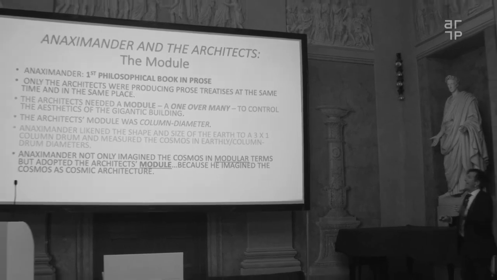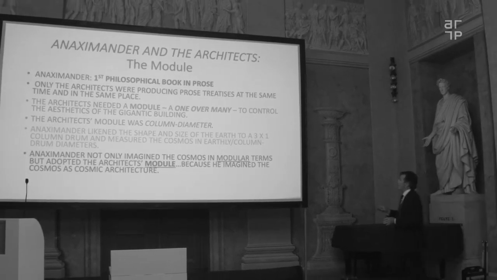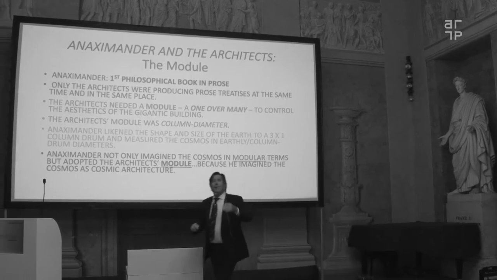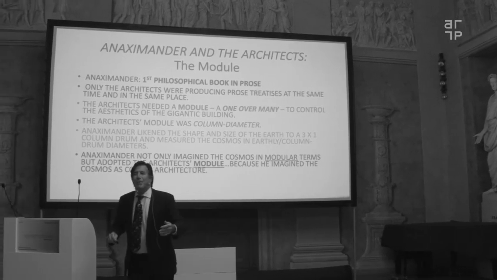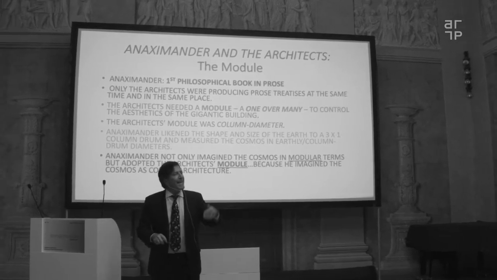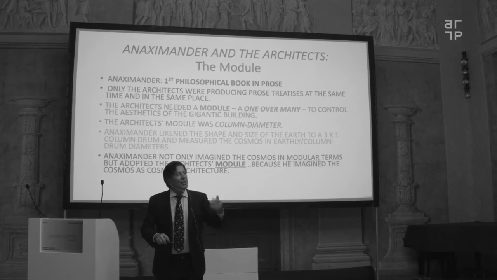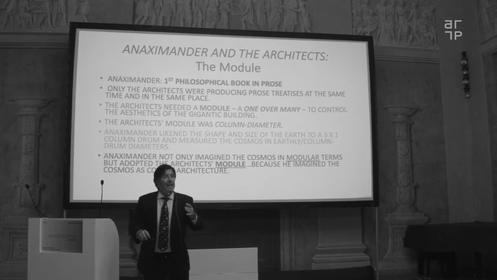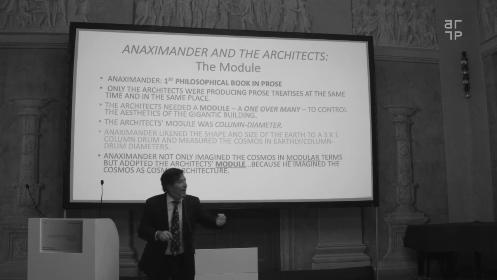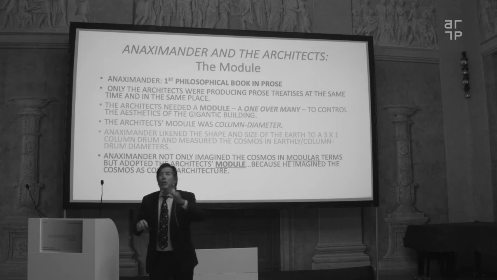Thus, Anaximander not only imagined the cosmos in modular terms, but he adopted the architect's module because he came to envision the cosmos as cosmic architecture, an architecture built in stages, just like the temple. All cosmological thinking supposes that the world we live in now was not how it was at the beginning, and so you have to provide the stages that led up to it, just like building the temple.